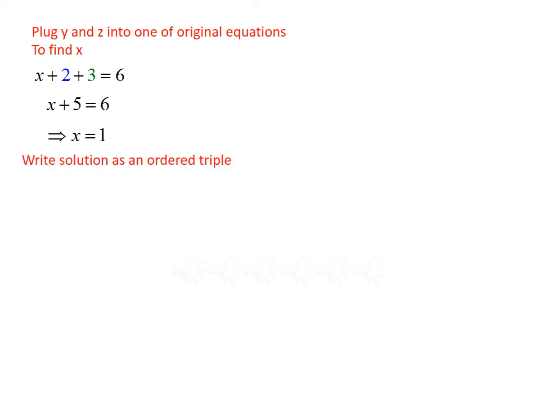The last thing we want to do is write the solution as an ordered triple. So the solution to this equation will be x equals 1, y equals 2, and z equals 3, which can be written as the ordered triple (1, 2, 3).